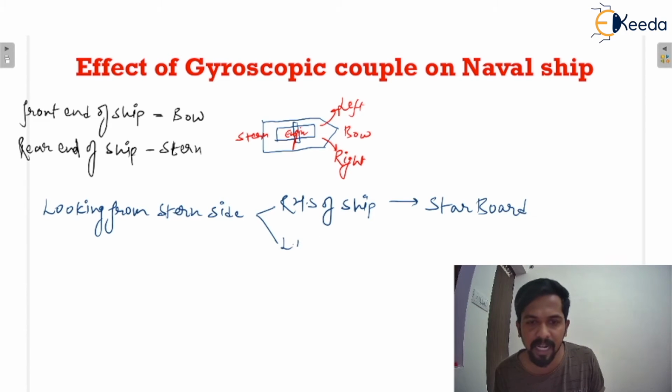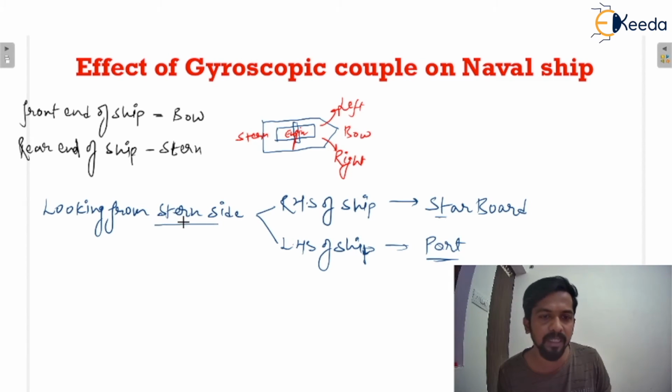And the left hand side of the ship, these are the theoretical questions generally they ask in the examinations. This is starboard and this is port. Looking from the stern side is important. When looking from the rear end, the left hand side is known as port, and the right hand side of the ship is considered as starboard.